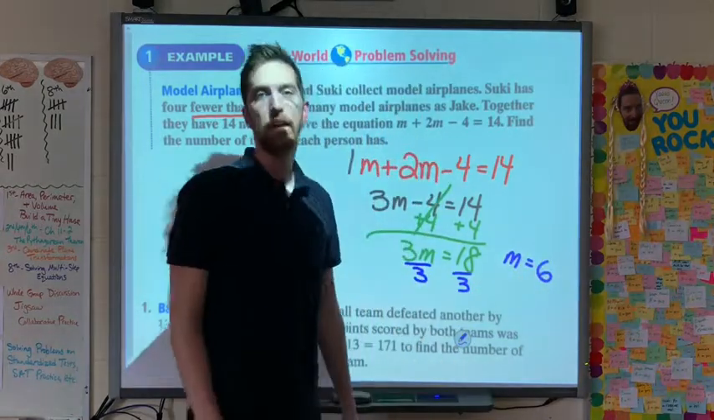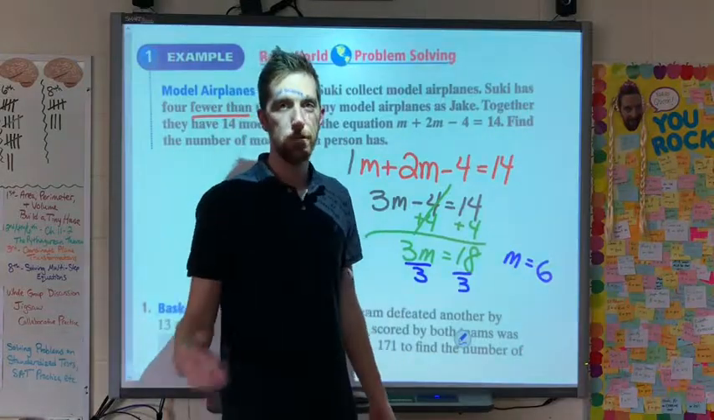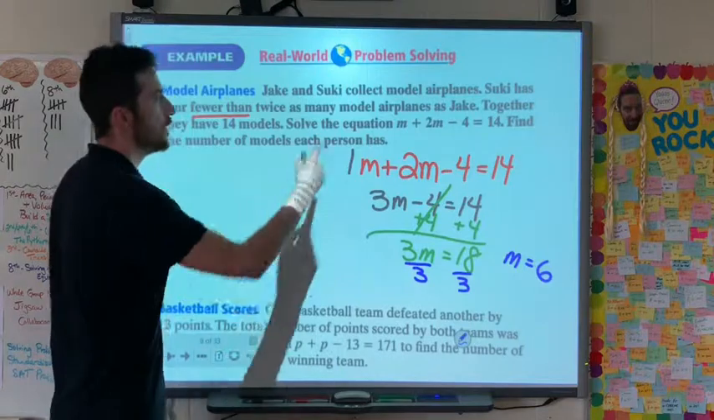Now, it doesn't say find m, right? We did that. The question goes beyond that. It says figure out how much each person had. So Jake was m.